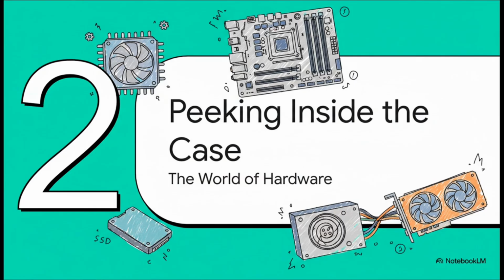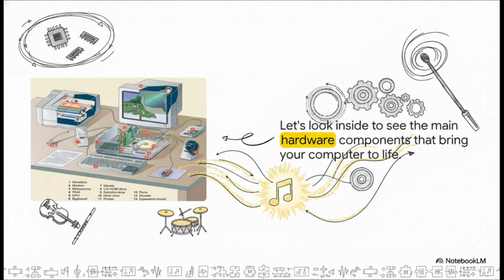Okay, so now that we've met the whole team, let's get our hands dirty. Well, metaphorically anyway. It's time to peek inside the box and check out the wild world of hardware that makes all of this magic happen. Whoa. Yeah, that looks complicated. But don't worry, the best way to think about this is like an orchestra. See all those different parts? The CPU, the RAM, the hard drive, each one has its own specific job, but they all have to work together in perfect harmony to get anything done.